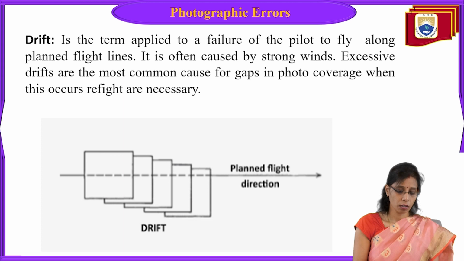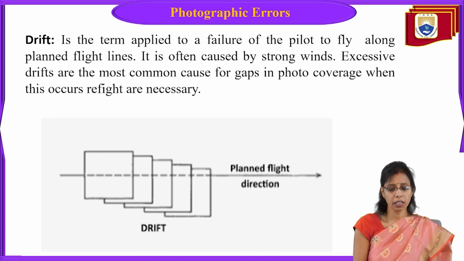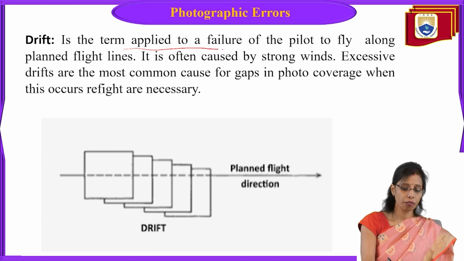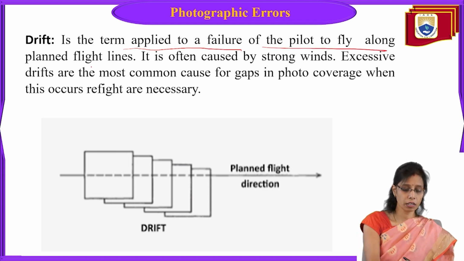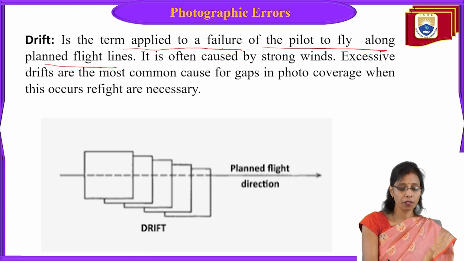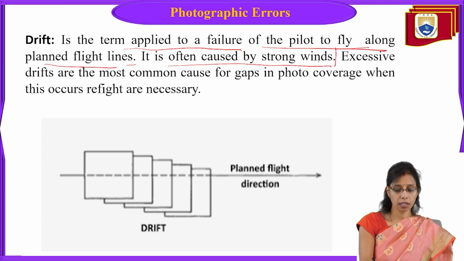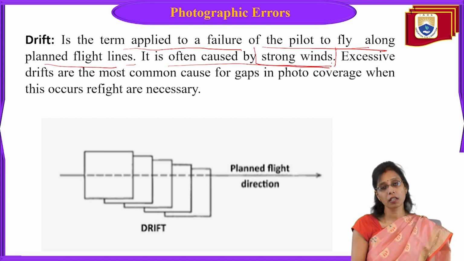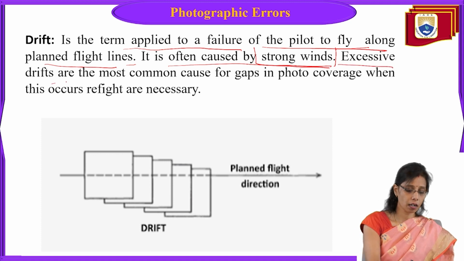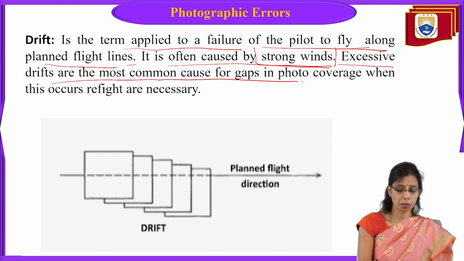Next you see drift. Drift is also basically due to the wind or weather conditions. It is the term applied to a failure of the pilot to fly along the flight lines. It is often caused by strong winds. As I have told you, even the crab is also an error formed due to the strong winds. Excessive drifts are also the most common cause for gaps in the photography, and reflights are then necessary.